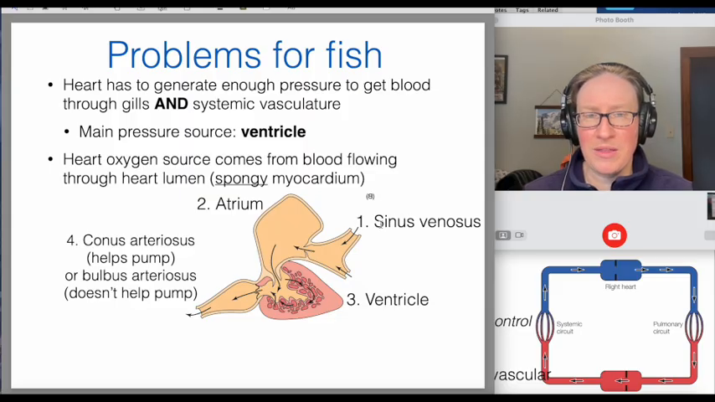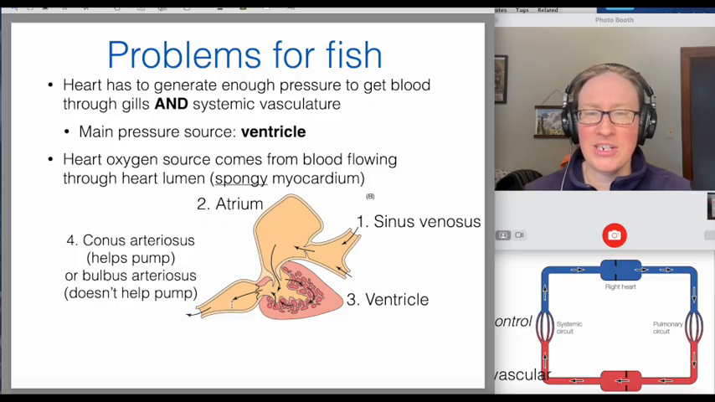So let's start with blood returning through the sinus venosus here on the right-hand side. Fish hearts do have an atrium, analogous to the atrium we've seen in birds and mammals. That's a blood collection point feeding into the ventricle, but again, the ventricle is the primary squeezing unit in the fish. And then past that point, blood flows into the major outflow artery, and there's some variation here across fish species. It can be either the conus arteriosus, which can also contribute to the pumping action, or a bulbus arteriosus, which doesn't help pump.